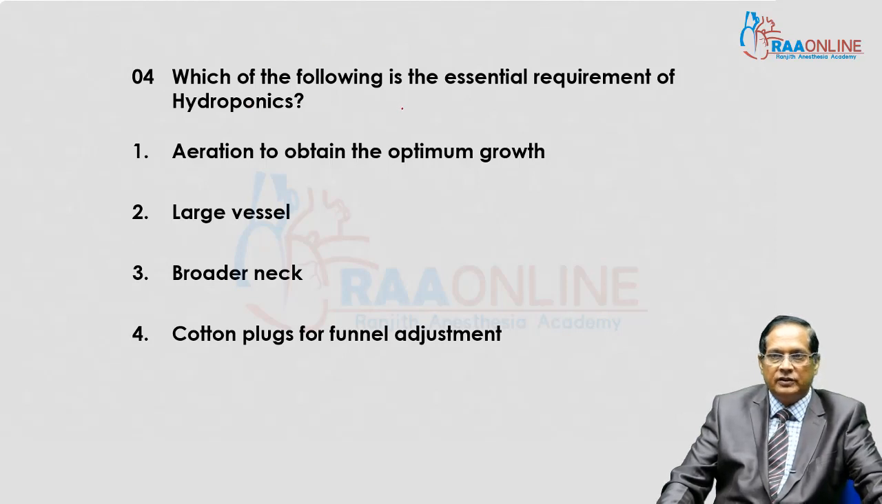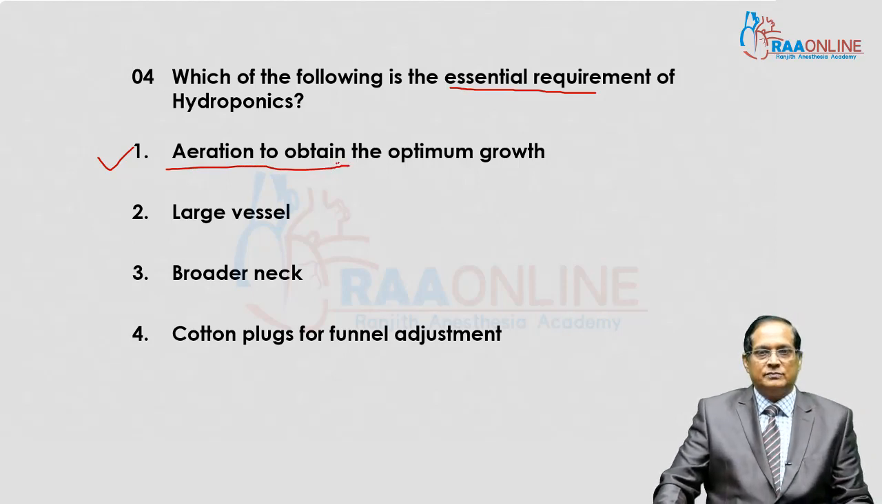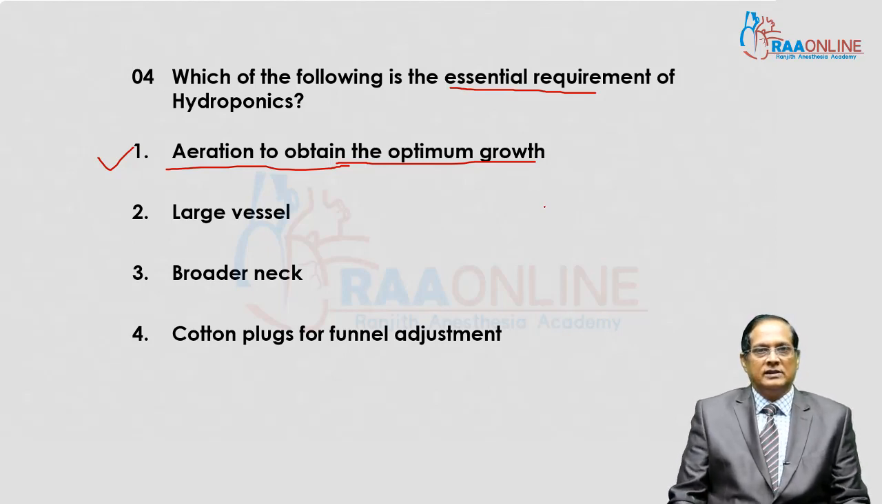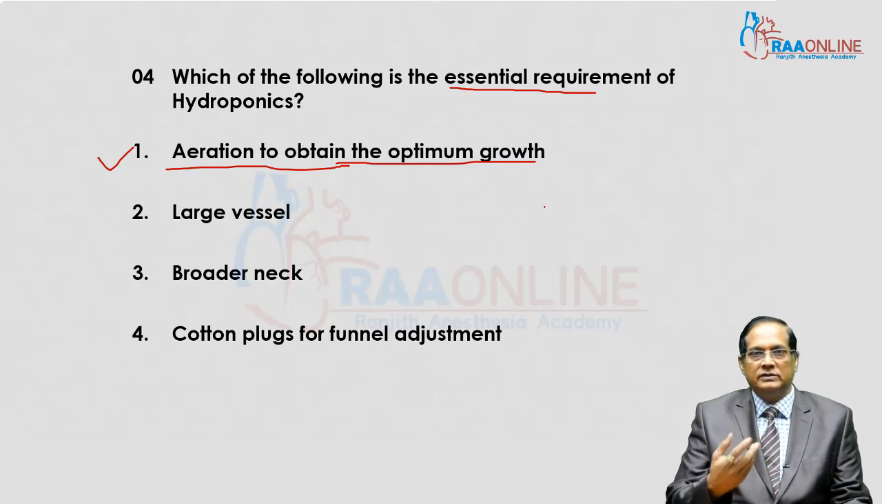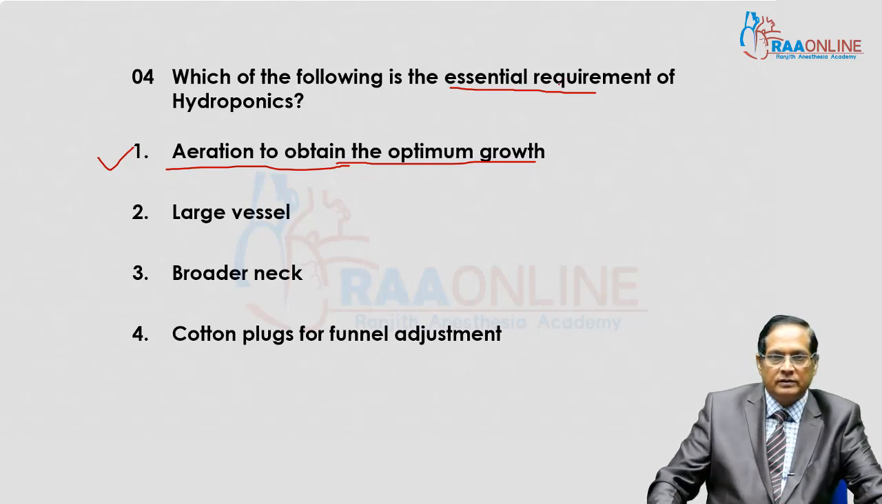Which of the following is an essential requirement of hydroponics? Aeration obtained through optimum growth. These are secondary, the first one is primary. That is, aeration is a must, because every living cell requires air or oxygen for its respiratory activity, and that device which I have already mentioned in section 1, question number 1, is essential for the circulation of air within the water.